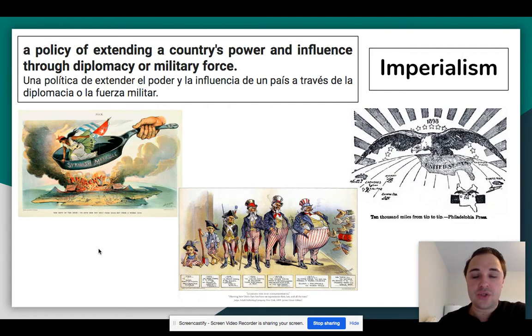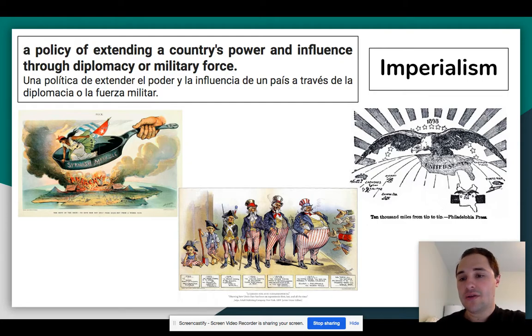So during this war, both America and Spain were countries who exercised imperialism. So this was a war centered around smaller territories in the Americas that these two countries were fighting over.